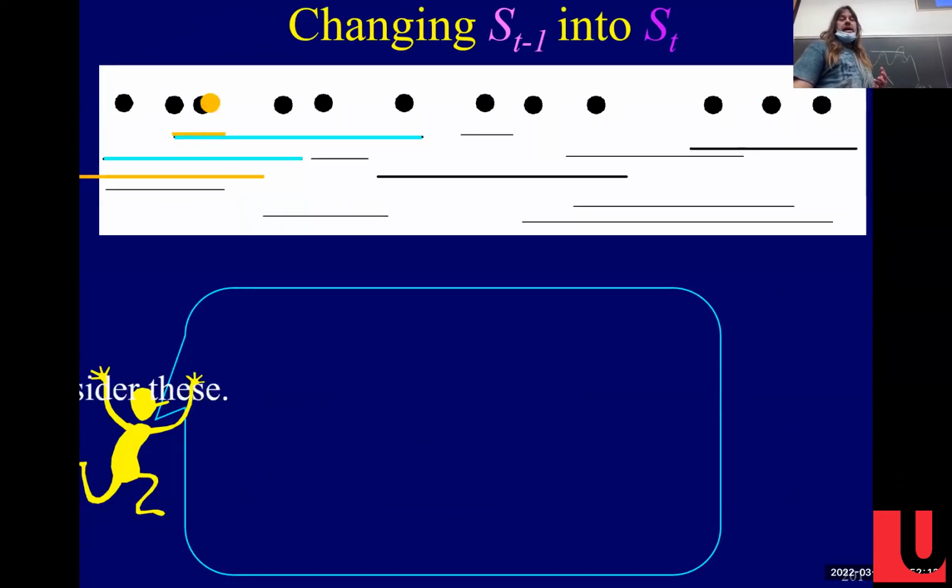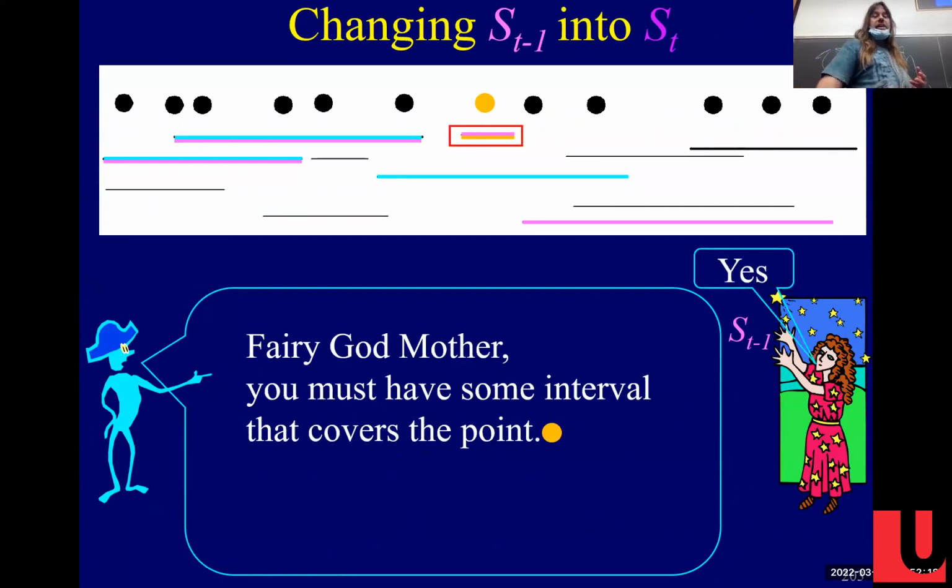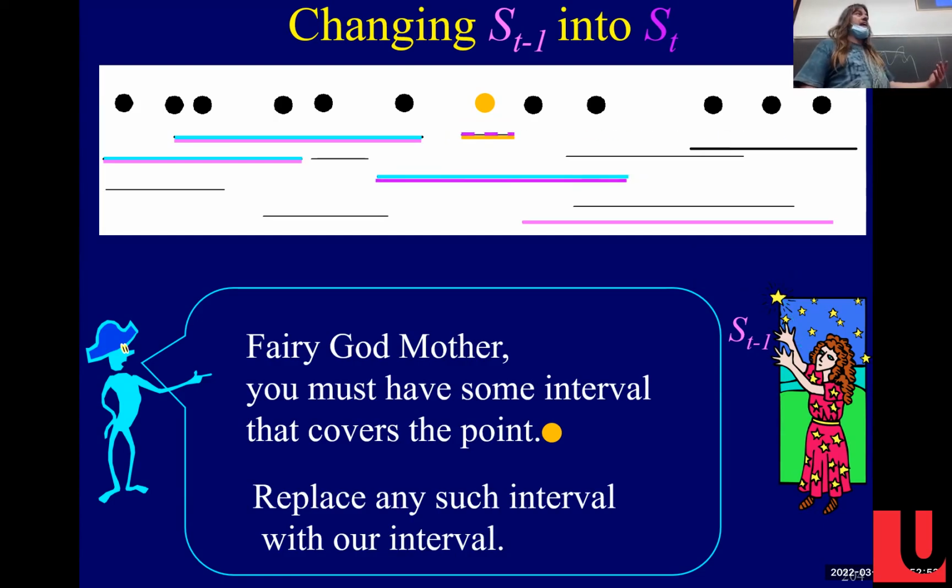So we are now going to tell her, hey, fairy godmother, this is the point the algorithm just cared about. And you have to have covered it with at least one interval, right? So we could ask her to drop just one of them, but we're going to be greedy. And we're going to tell her to drop any interval that covers that point. All of them, just drop them all. And put in the one ours, right? Does that make sense? That's the instruction, right? So she does that, right?